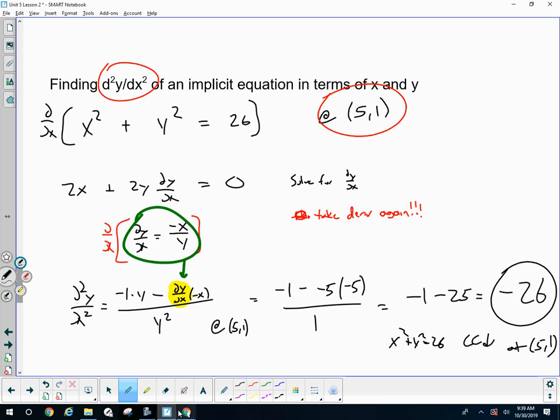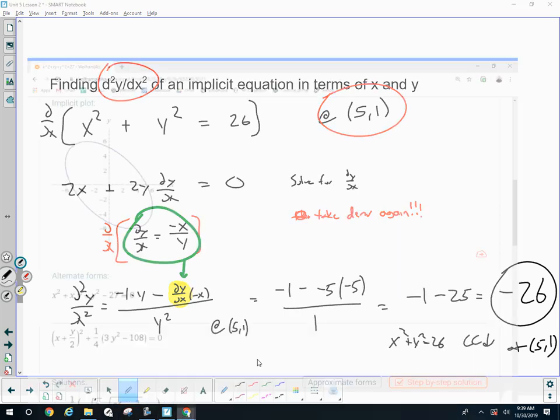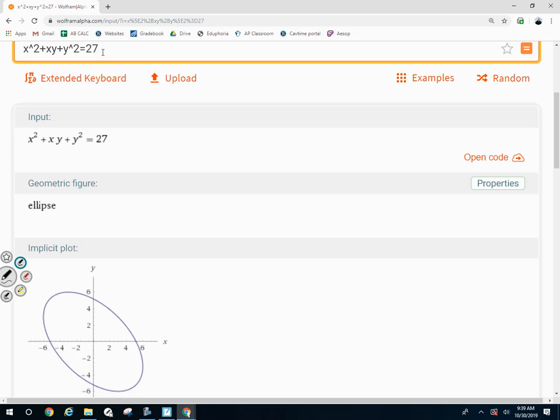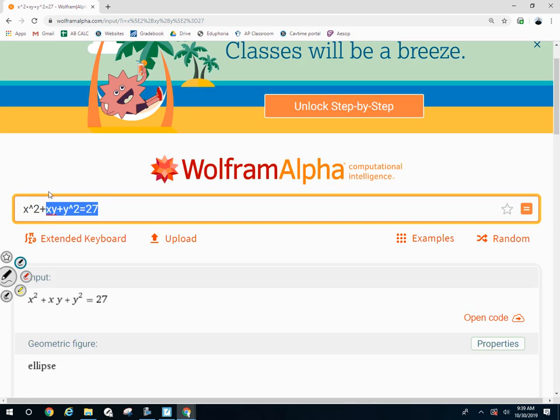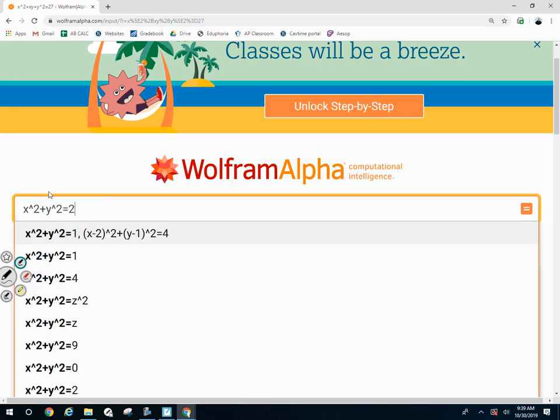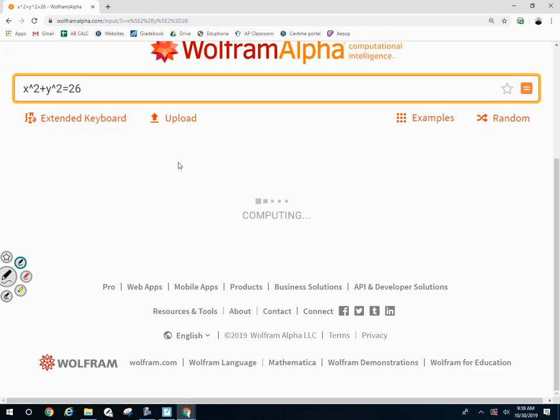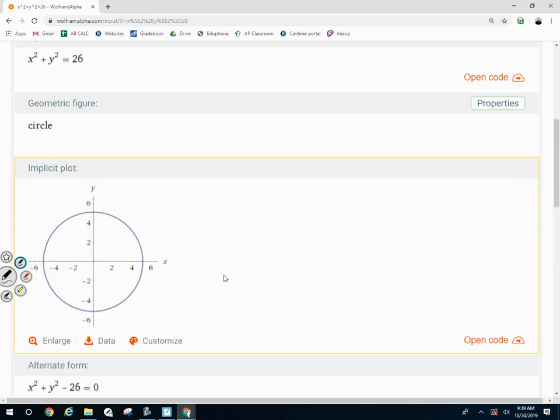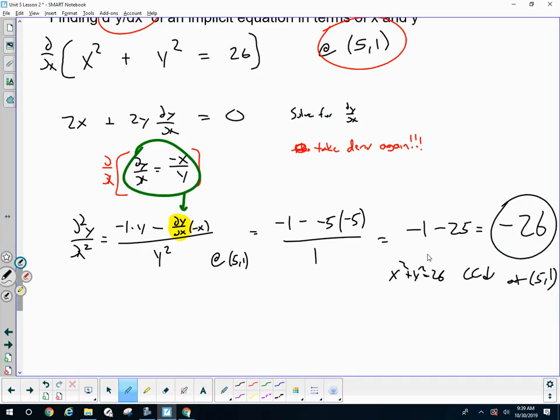Now I'll show you how we can actually go a little bit further and show concavity a different way. At the point 5, 1, 5 is right there, 1 right there. The second derivative is negative. You can see my graph is concave down. That's the extent of what you'll do in the second derivative.